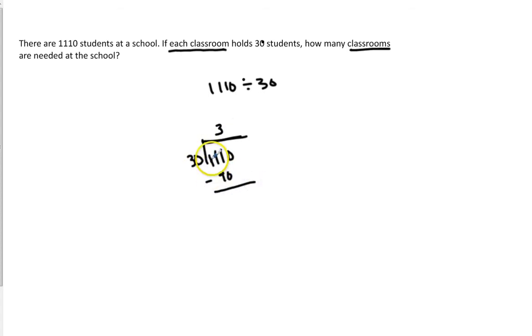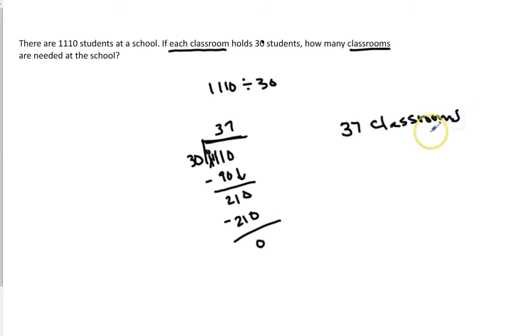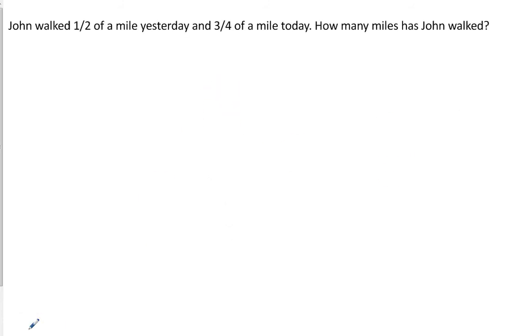And I subtract. I got to borrow. So 11 minus 9 is 2. 1 minus 0 is 1. And I bring down the other 0. And I say again, how many times does 3 go into 21? It goes in there 7 times. So that is 210, because 3 times 7 is 21, plus a 0 on the end. And that makes a 0 remainder. So we would need 37 classrooms. And again, I can check my answer by multiplying my quotient times my divisor to see if I get to my dividend.